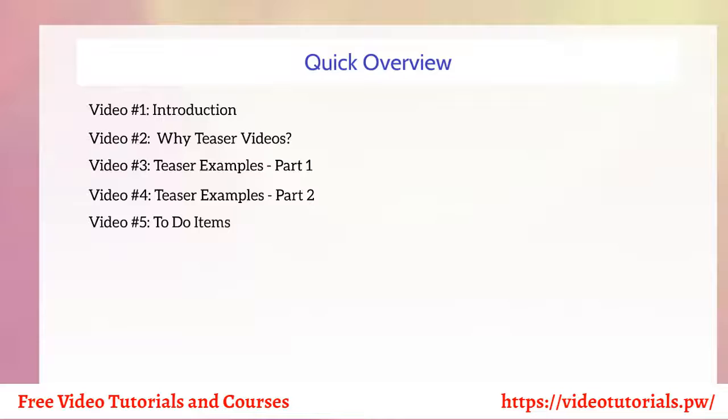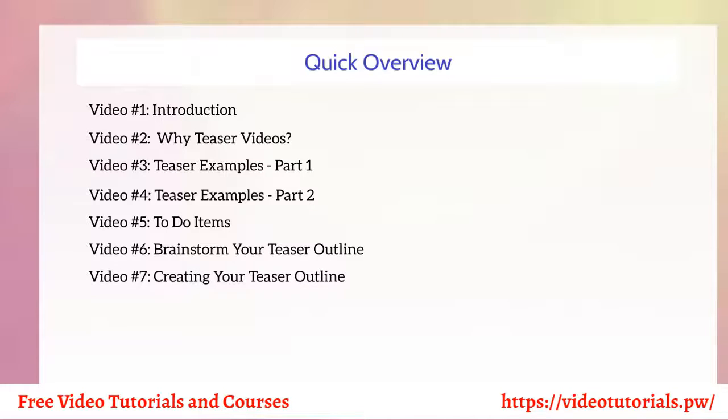In video number 5, we'll talk about the to-do items, or the items that you need to accomplish before you move on to the rest of the video course. In video number 6, we'll talk about how to brainstorm your teaser outline based upon the things that you learned in the previous video. And in video number 7, we'll take the brainstorm, which will be a bunch of ideas, and organize it, and then you will have your teaser outline. This is crucial to have before you create the teaser video.